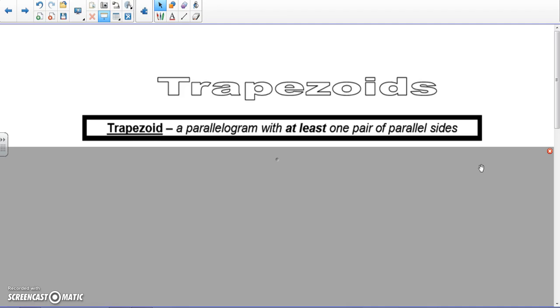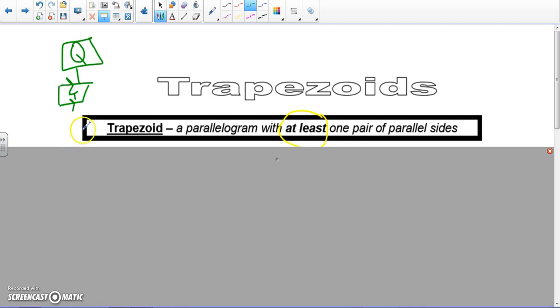So a trapezoid is a parallelogram with at least one pair of parallel sides. That's kind of a key term, at least one pair of parallel sides. Where that puts trapezoids on the family tree we talked about: there's quadrilaterals, that's just four sides. Below that are trapezoids. So trapezoids are anything with at least one pair of parallel sides.